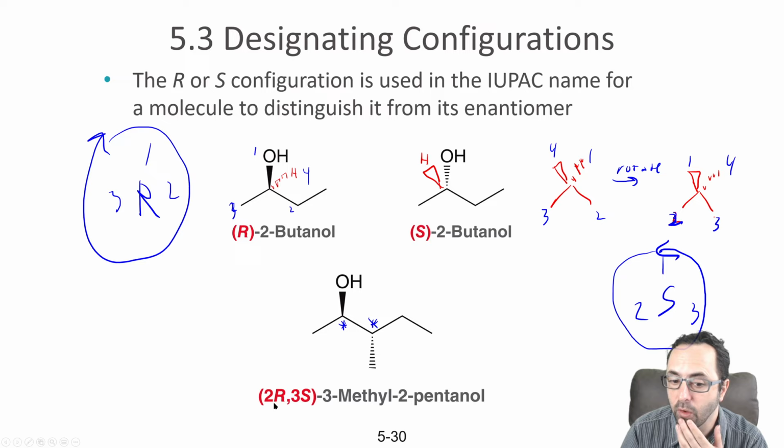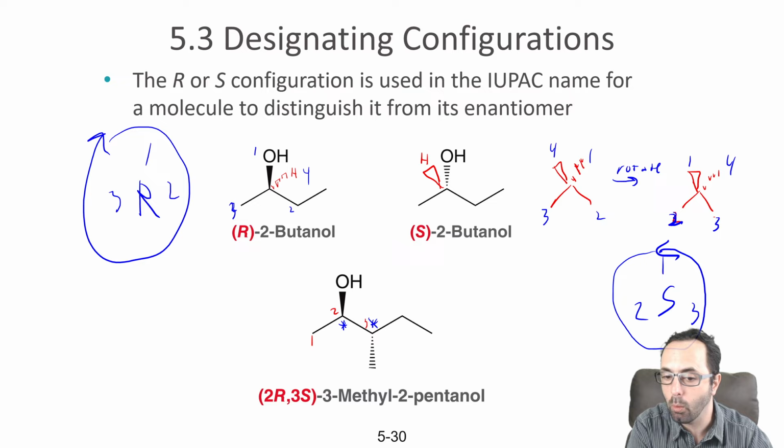So we can notice here it says 2R. And this is because if we're numbering this with locants, we would put the locant 1 on the left side because that reaches the first branch with number 2.